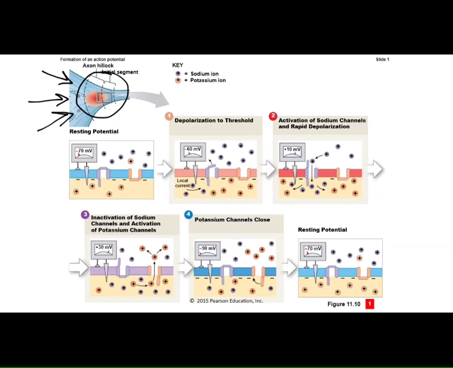It's going to correct it. It's going to overcorrect down below -70, down to about -90 or so, hyperpolarizing, and then it will eventually return back to resting membrane potential at -70.